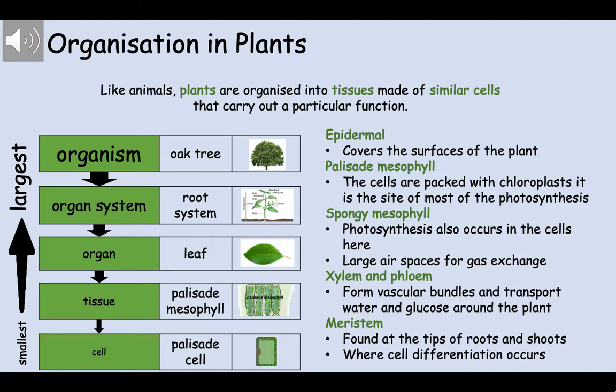So in adults, our stem cells are found in the bone marrow, and in plants they're found in the meristem. So this is where stem cells are formed, and this is where stem cells become that specialized cell. So that palisade cell that we're talking about here would have stemmed from a plant stem cell from a meristem.